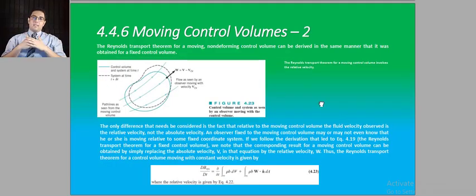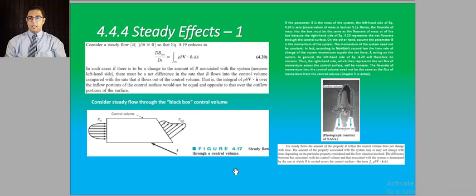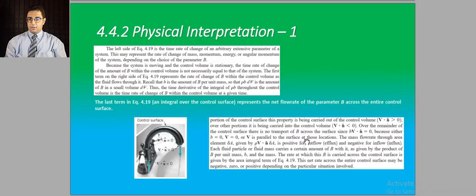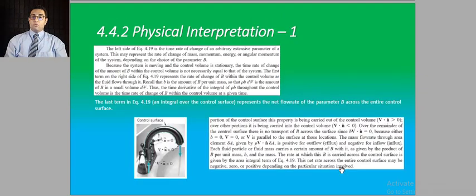Having the same concepts about material derivative and the Reynolds transport theorem in the moving control volume, we just have to replace the relative velocity in equation 4.19, which is here. We just have to take the place of the relative velocity for the moving control volume.